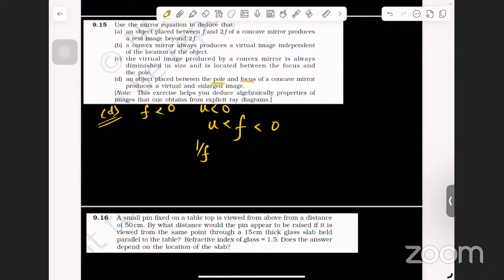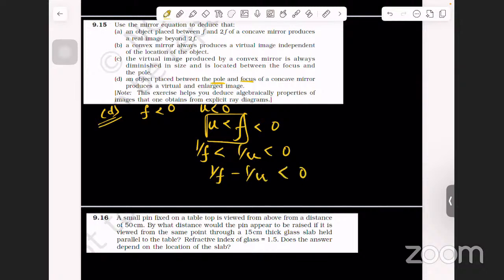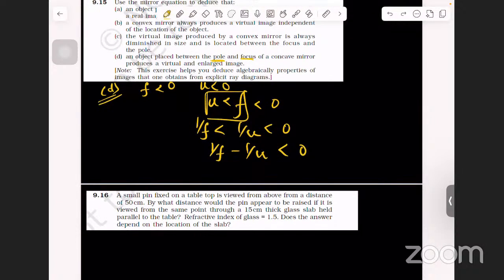Now for this equation, 1 upon f would be less than 1 upon u. All right, and this would be negative, right? Because this is negative. So if we invert it also, they will be negative. Now 1 upon f minus 1 upon u is less than 0. Subtract 1 upon u from both sides in this equation, right? Now 1 upon f minus 1 upon u is 1 by v, right? 1 by v is less than 0. So v is always positive. That means it is virtual image.